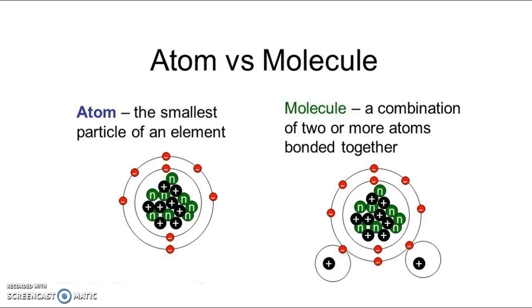If you have more than one kind of atom bonded together, then you have a molecule. So here's an atom and a molecule, and this molecule happens to be water, where we see a hydrogen atom with one electron, one proton, another hydrogen atom over here with one electron, one proton, attached to an oxygen atom with all of its protons and electrons.